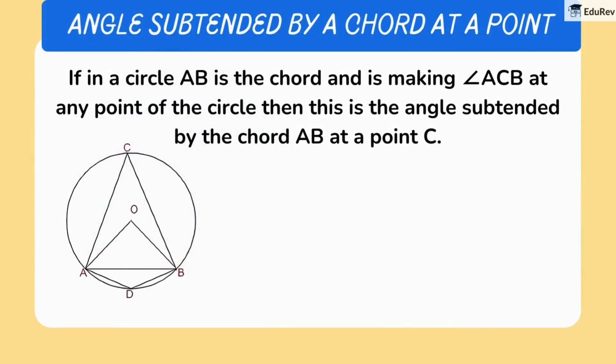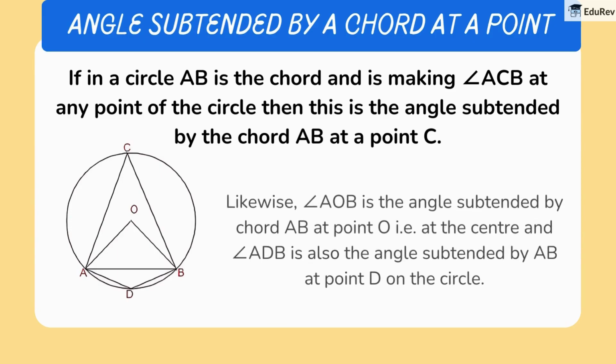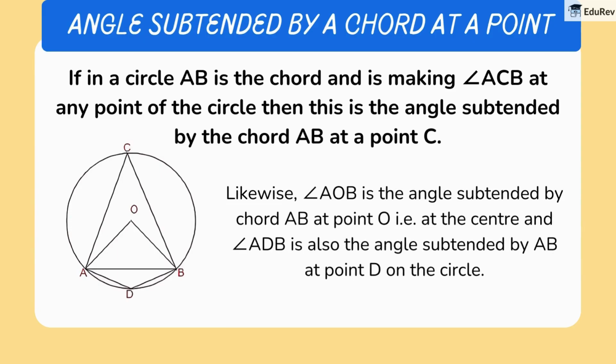If in a circle AB is the chord and is making angle ACB at any point of the circle, then this is the angle subtended by the chord AB at a point C. Likewise, angle AOB is the angle subtended by chord AB at point O, that is, at the center, and angle ADB is also the angle subtended by AB at point D on the circle. So we can say that a single chord can subtend multiple angles in a circle. Based on this, let us start to understand some basic theorems.